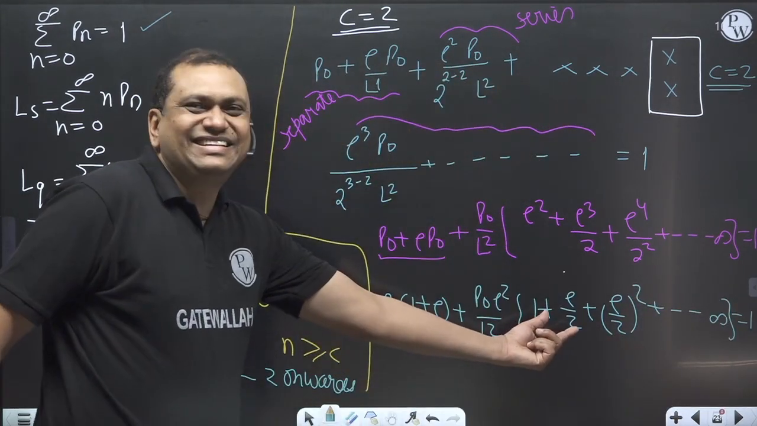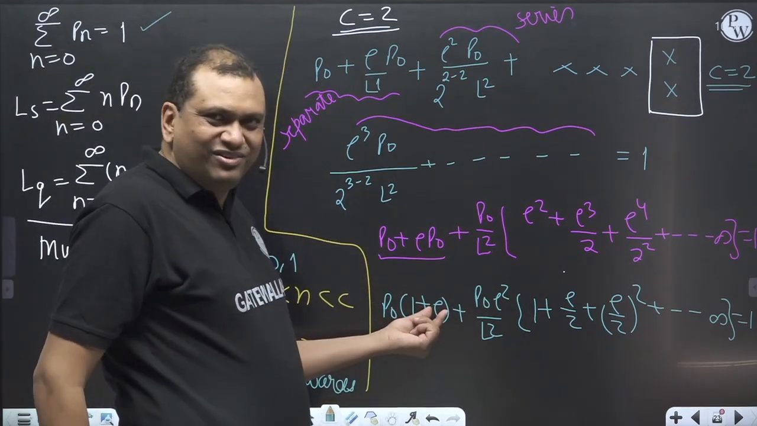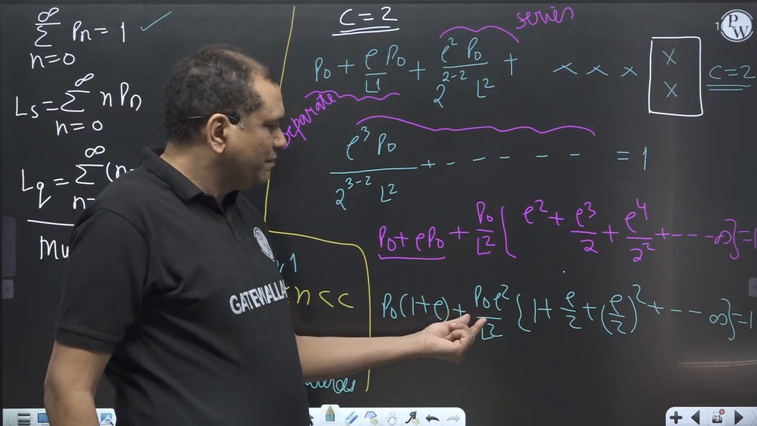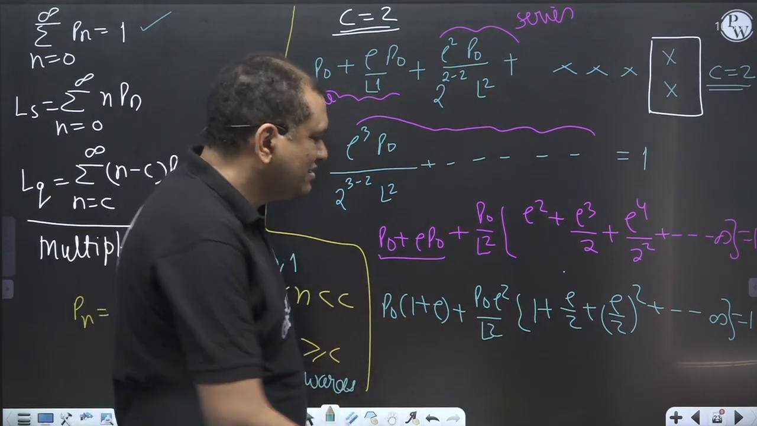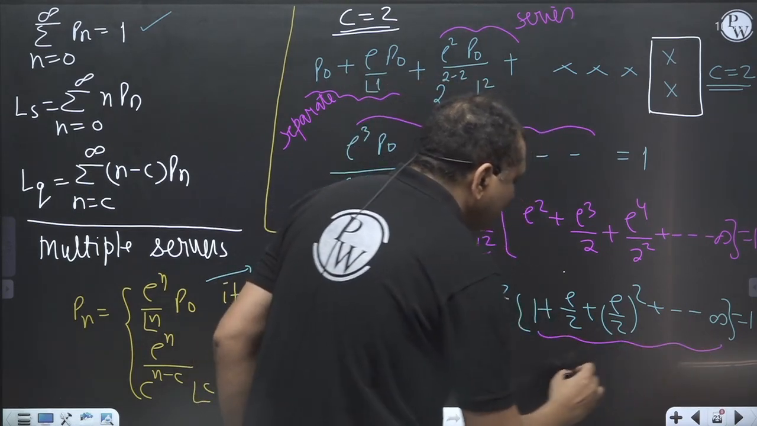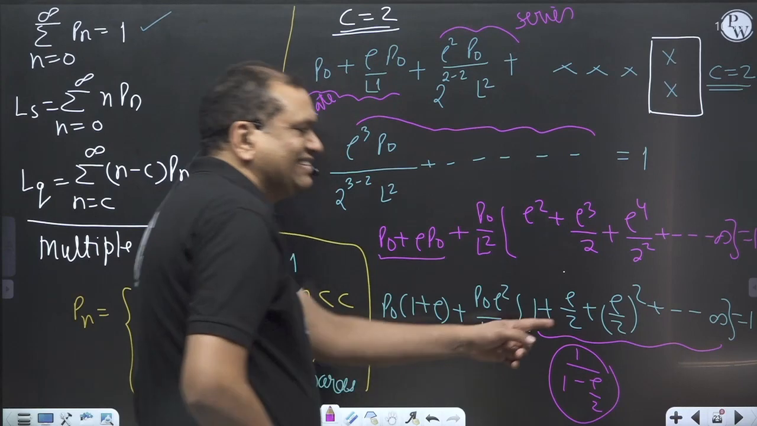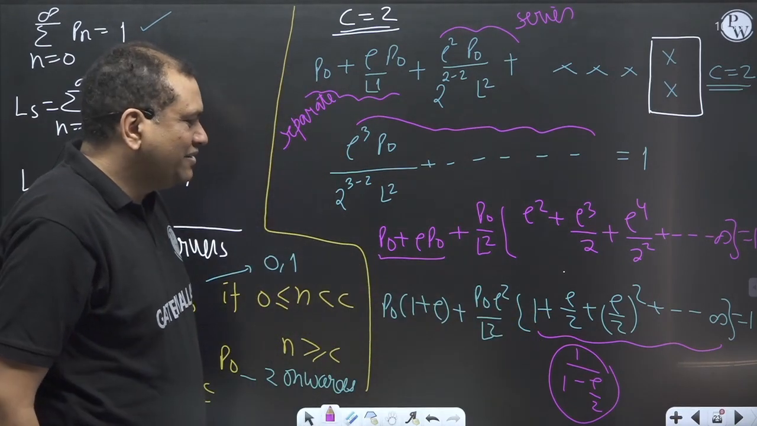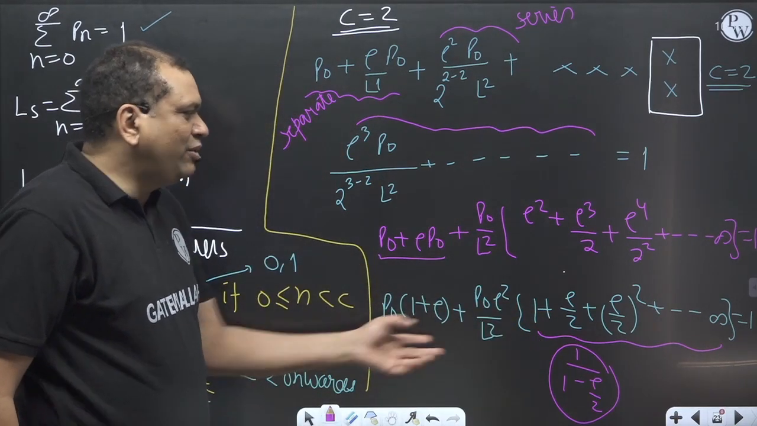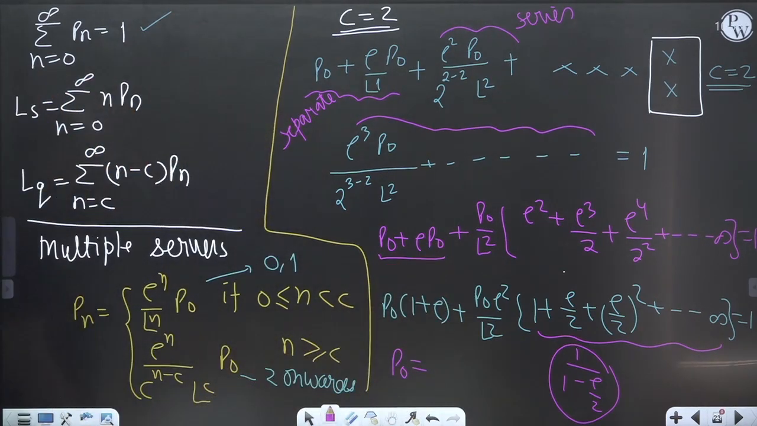Now it's a geometric series. You know everything. You know rho. And this series, what is the summation of this series? 1 divided by 1 minus rho by 2 is the summation of the series. So put everything in and calculate P naught. You know the value of rho. Put everything, calculate the value of P naught.